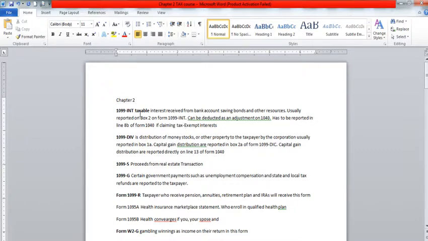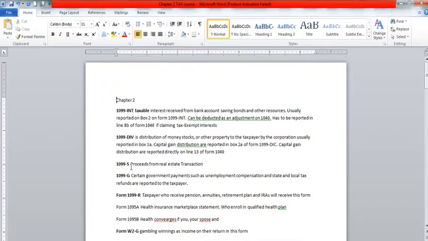1099-INT taxable. This is the interest you receive from bank accounts, savings bonds, and other resources. A lot of times when you're filing taxes, whenever you have a client, a lot of people will come with different things. Some people have stocks and bonds, some people have interest coming from banks, and they'll usually get different types of 1099s. For example, this is the 1099 interest that they get. Some people get the 1099-DIV, which is a distribution of money, stocks, or other property to the taxpayers by the corporation, usually reported in box 1.